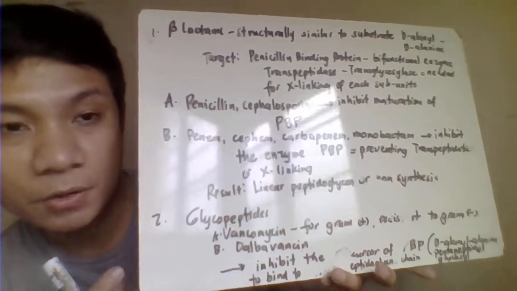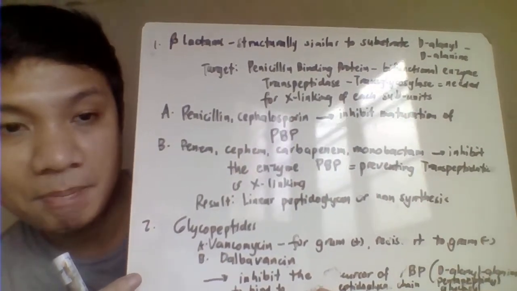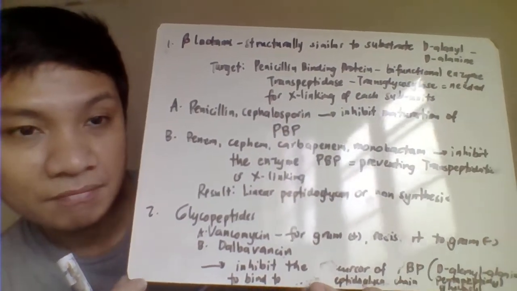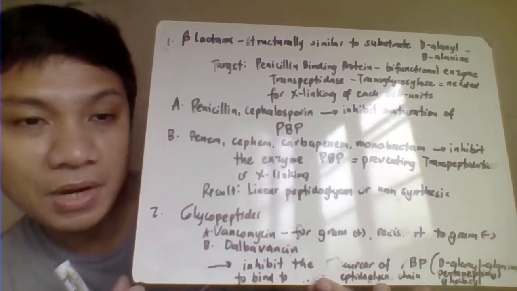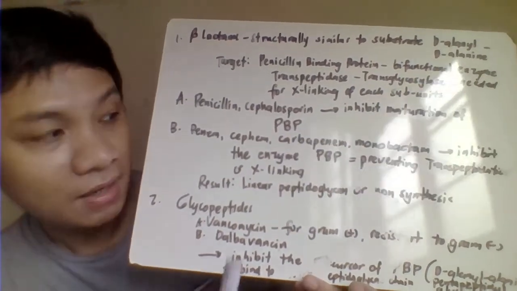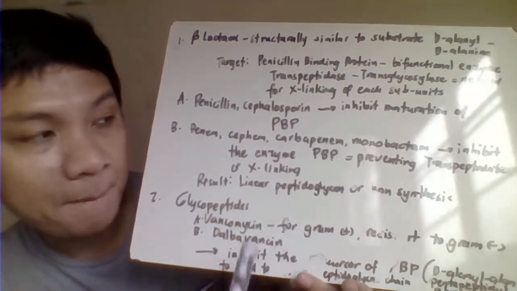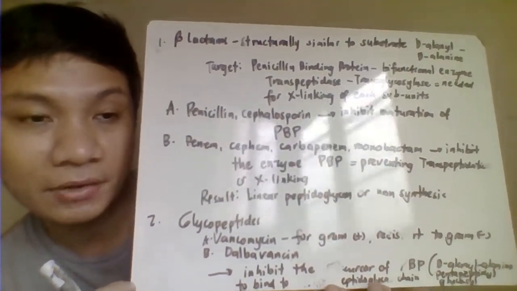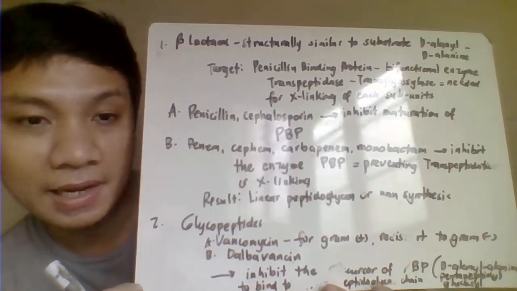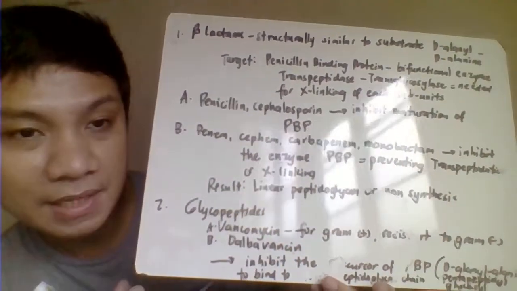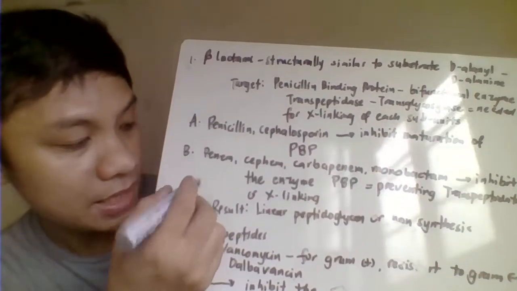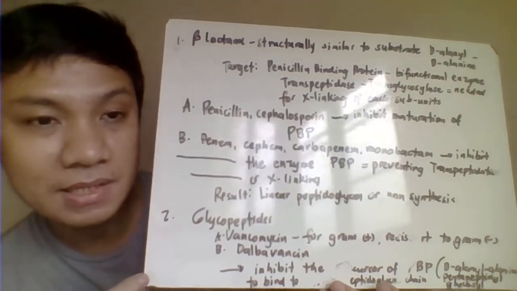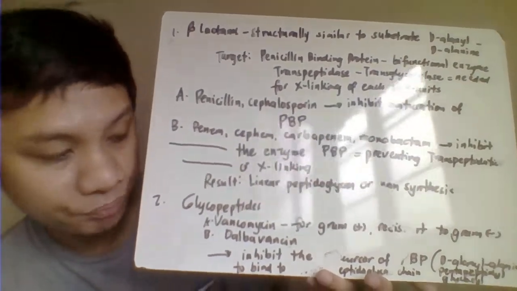Okay, another one, we have the group of your penems, cephems, carbapenems, monobactams. On the other hand, they try to inhibit the enzyme itself. Okay, so even if you have your mature enzyme, they try to inhibit the activity of that. They try to inhibit your PBP, which are the bifunctional enzyme. And therefore, they also inhibit pa din ang ating cross-linking between your peptidoglycan layer. What's going to happen here, you have just a linear na peptidoglycan. Pag sabing linear, so ito lang, ganyan. Or a non-synthesis of that. Wala ka talagang masynthesize na peptidoglycan layer.